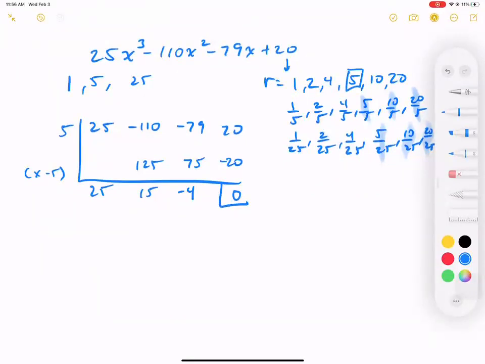Now, what we have left is a big mess. We have 25x squared plus 15x minus 4. Now we have to work our best to factor that by hand. Again, the way I do factoring by hand, I write down all the possibilities out.